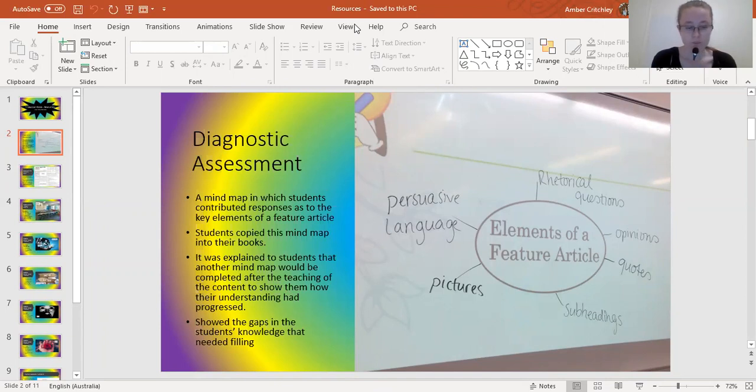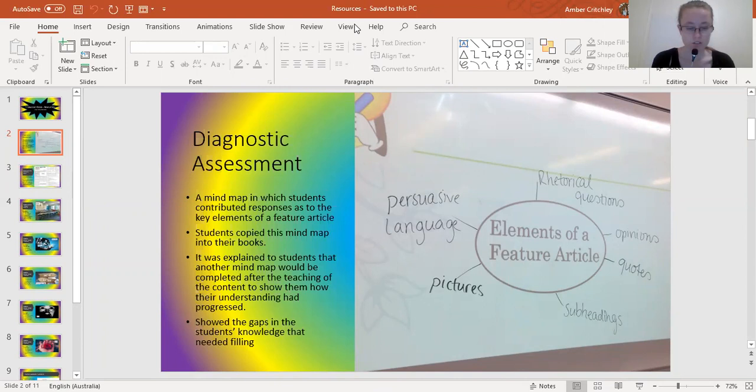Students copied this mind map into their books, and it was explained to them that eventually another mind map would be created to show them how much they had learned. As a result of the behavioural issues that this class presented with, the process to develop the students' understanding of the key characteristics of a feature article took place over the course of 2 70-minute lessons, despite only having been designed for one 70-minute lesson.